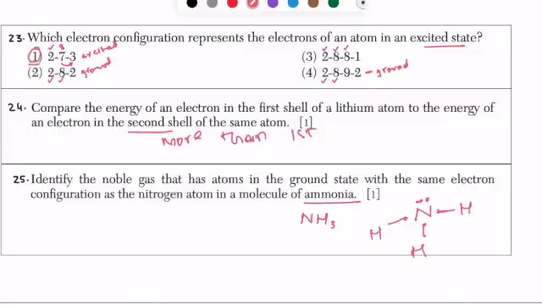So overall, if we have to count the electrons that nitrogen has, because it has 5 of its own, and then it's also sharing 3 electrons with hydrogen, nitrogen actually has 8 electrons in this case. So we are looking for a noble gas that has 8 electrons. So go to the periodic table and find the noble gas that has 8 electrons.